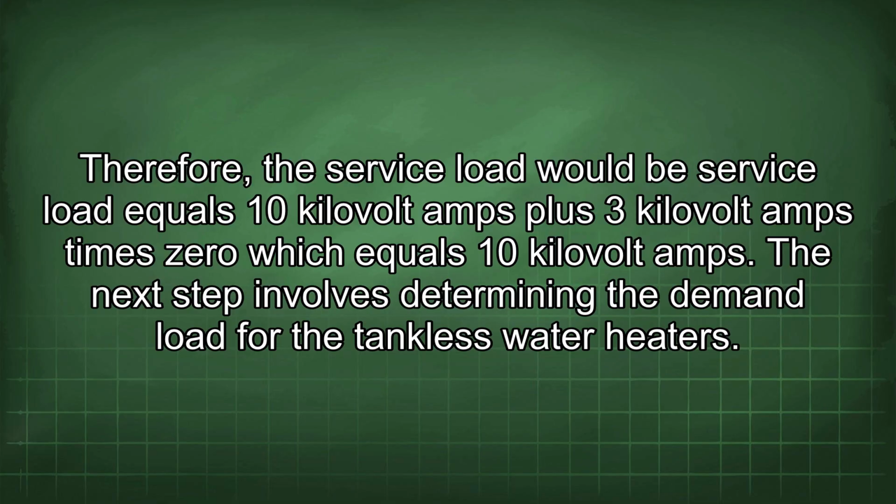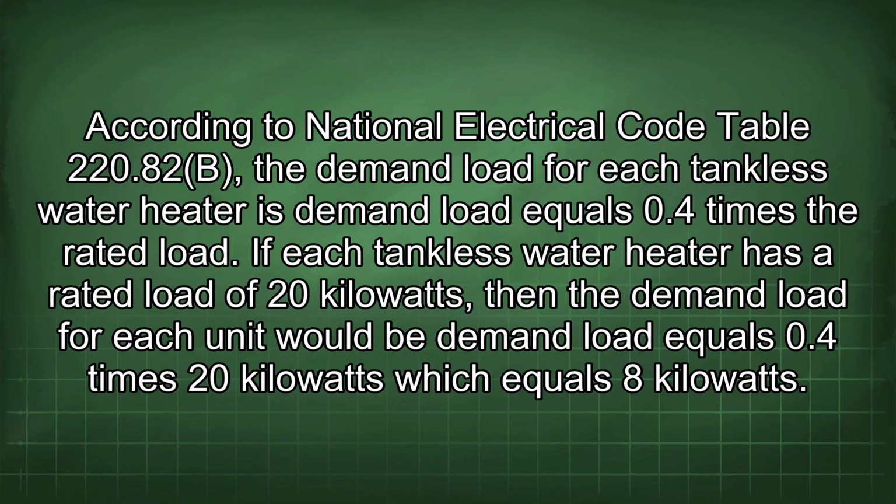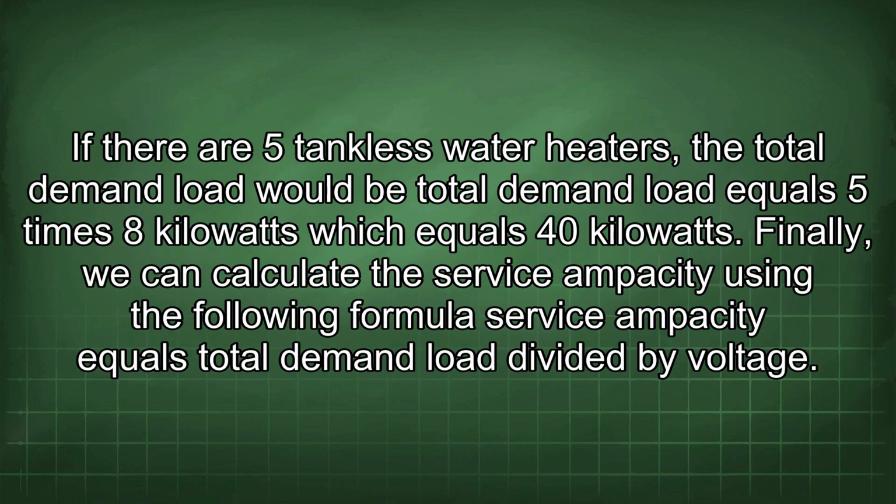The next step involves determining the demand load for the tankless water heaters. According to National Electrical Code Table 220.82(B), the demand load for each tankless water heater is demand load equals 0.4 times the rated load. If each tankless water heater has a rated load of 20 kilowatts, then the demand load for each unit would be demand load equals 0.4 times 20 kilowatts, which equals 8 kilowatts. If there are 5 tankless water heaters, the total demand load would be total demand load equals 5 times 8 kilowatts, which equals 40 kilowatts.